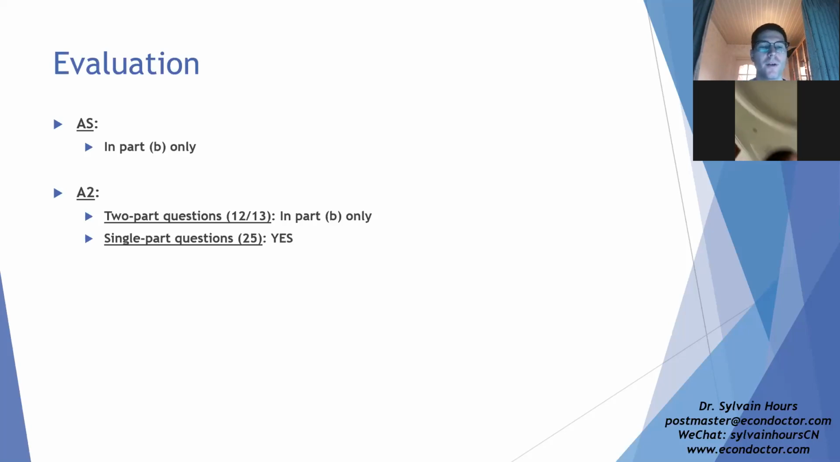It depends whether your students have picked a two-part question, part A, 12 marks, and part B, 13 marks. In this case, they will be expected to write an evaluation in part B only. And of course, if they have picked a 25 mark single-part essay question, then they will be expected to write an evaluation, of course.